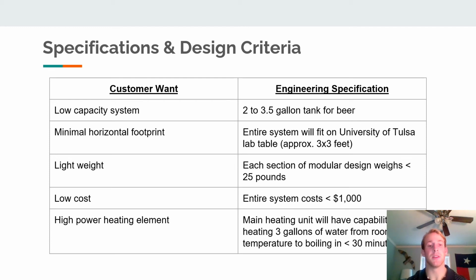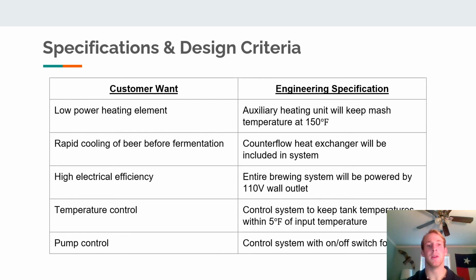They also asked that there would be a high power heating element in the lower level of the system. This main heating unit will need to have the capability of heating 3 gallons of water from room temperature to boiling in less than 30 minutes so that the professors can have the lab completely ready to go by the time students arrive.